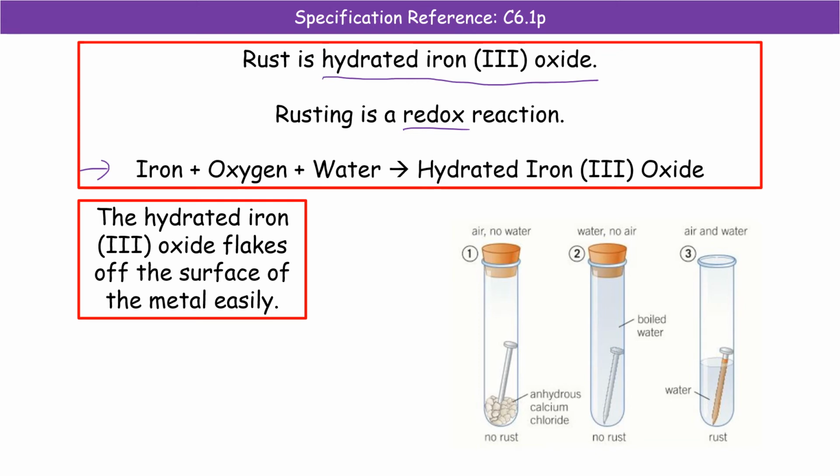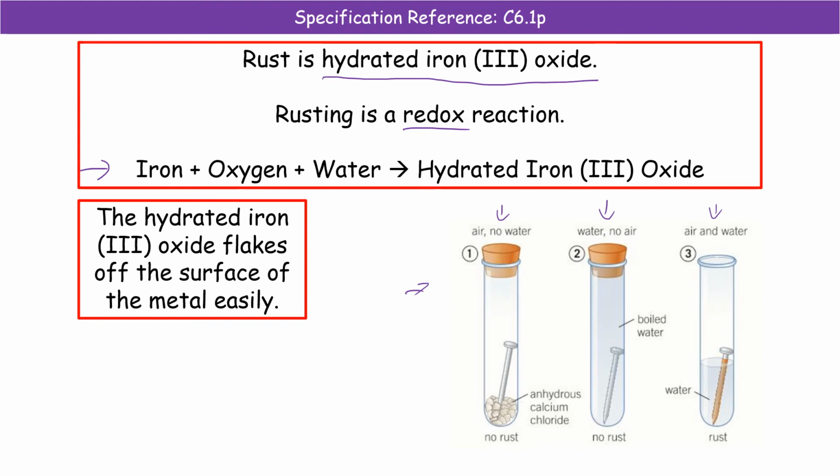You can do a little investigation into rusting, which is what we can see in the little diagrams here. Usually there are going to be 3 different setups here. First one is air but no water. Second one, water but no air. Third one is air and water. And they can ask you to predict what you would see.